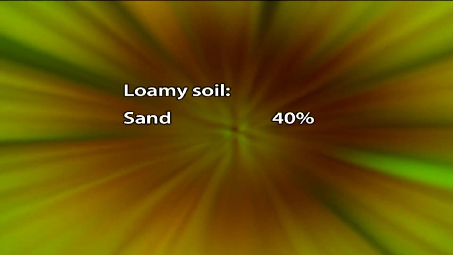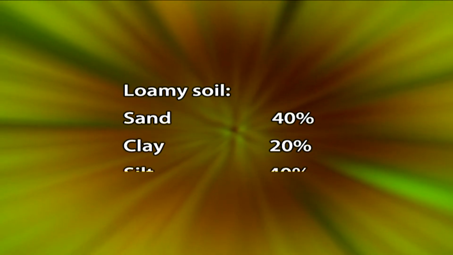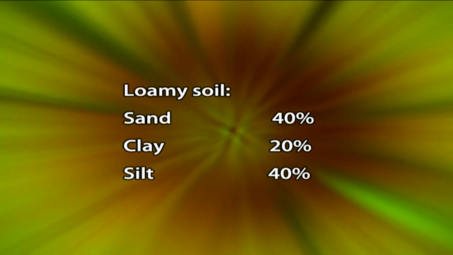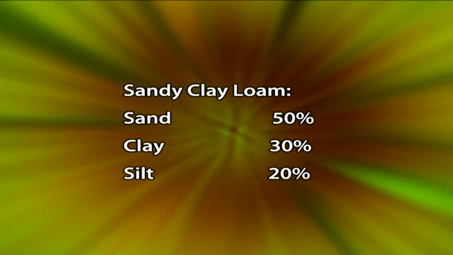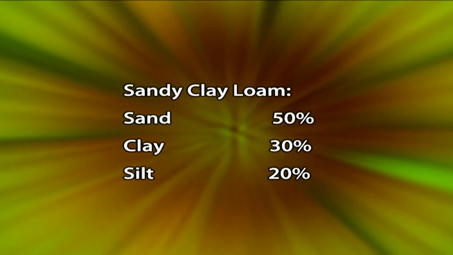A soil comprising of sand, clay and silt in the 40%, 20% and 40% proportion respectively is called as a loam. Soil with a 50% fraction of sand, 30% of clay and 20% of silt is called as sandy clay loam. Various soil textures arise by different proportions of the mineral particles, and these textures can be read from the soil texture triangle.